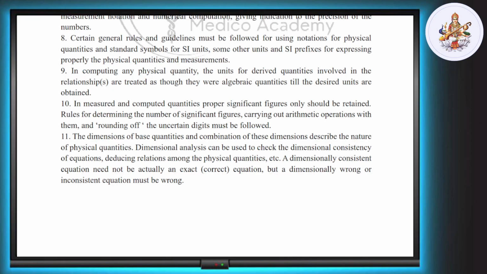This summary covers the essentials of units and measurement. Understanding these fundamentals is crucial as they will be applied in all areas of physics you will study later.